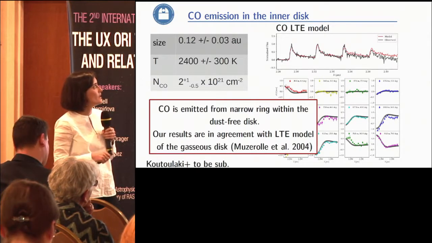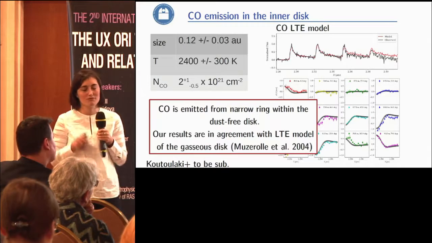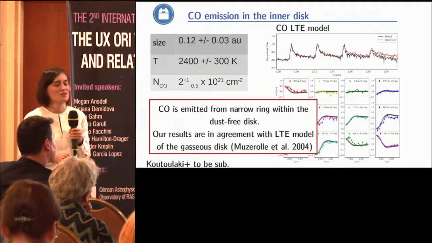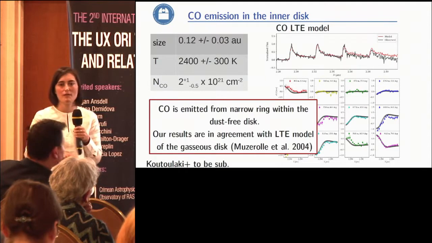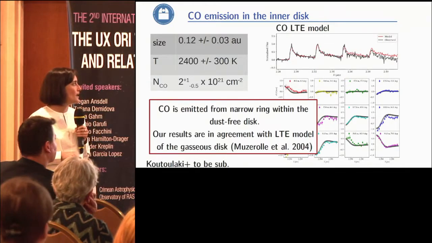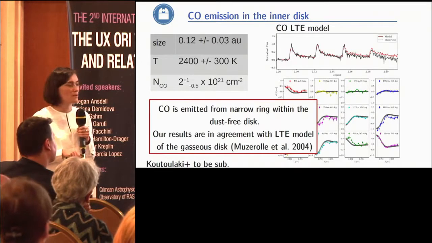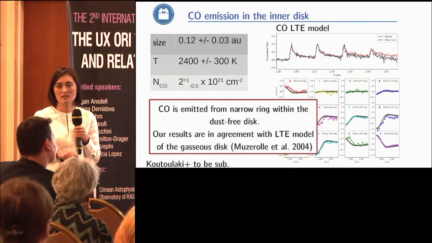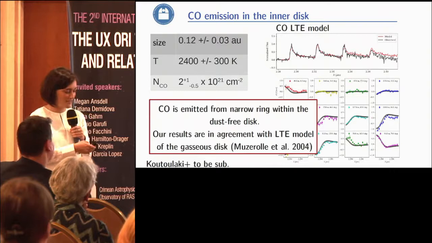So at the beginning I thought, how is it possible that so close to a Herbig star you have this temperature? It's because one has to think that in this region there is no dust. So it's just the gaseous disk. And if you go to the old models of James Muzerolle and Calvet of the inner gaseous disk around Herbig stars in LTE, there is a very good agreement between this temperature and what they expect for this inner gaseous disk. So, with this I finish, and I leave my conclusions back.